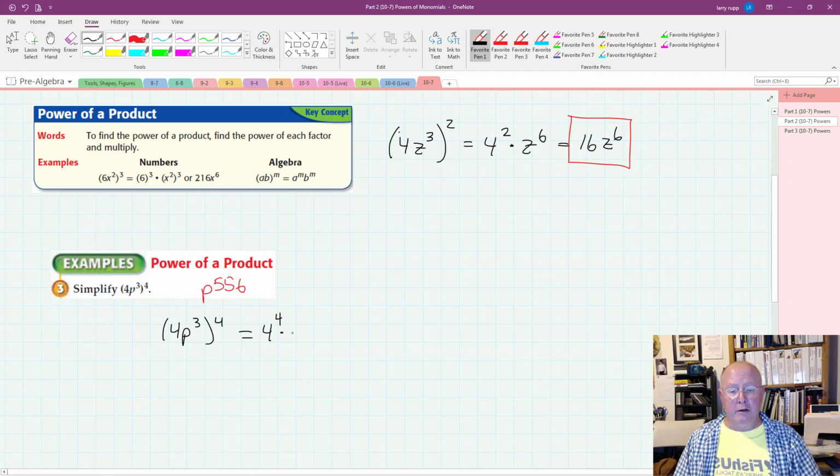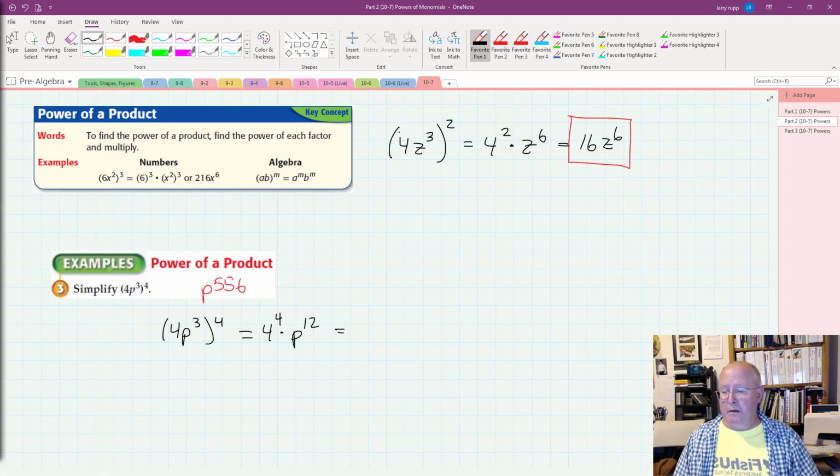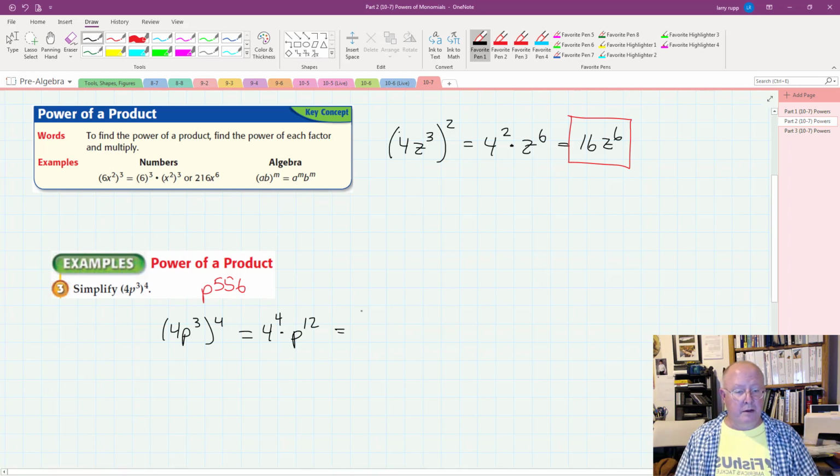4 to the 4th power times, now this is the variable part, p to the 3 times 4, or p to the 12th. Okay, so that leaves us 4 to the 4th power, which is 256. So we have 256 p to the 12th. All right, see, it's not that difficult. This part of it is fairly straightforward.